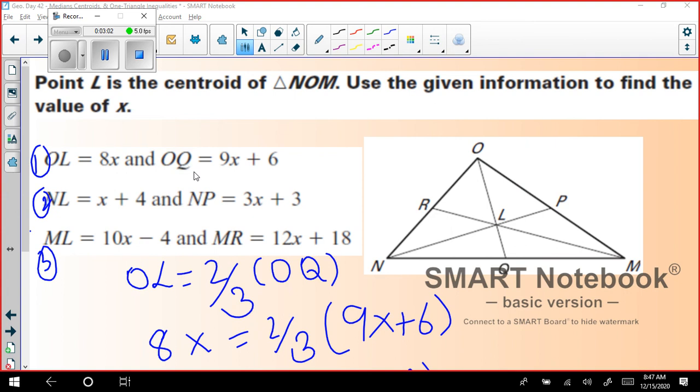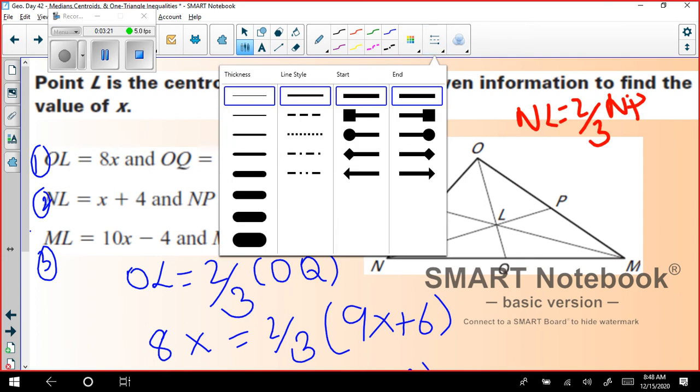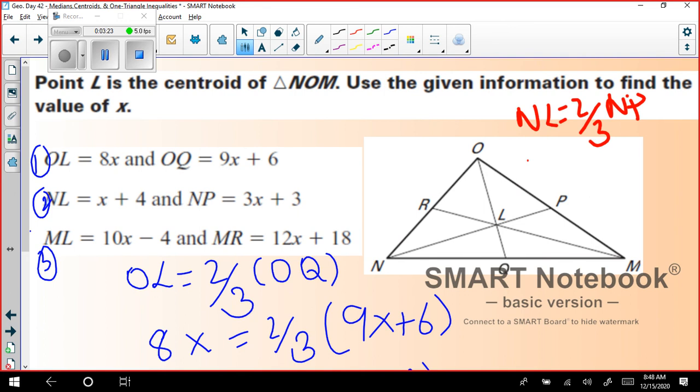Well, let's check our answers as the majority of you have suggested. We'll see the second one. NL and NP. Once again here, NL is 2/3 of NP. And given NL as x plus 4 equals 2/3 of 3x plus 3.